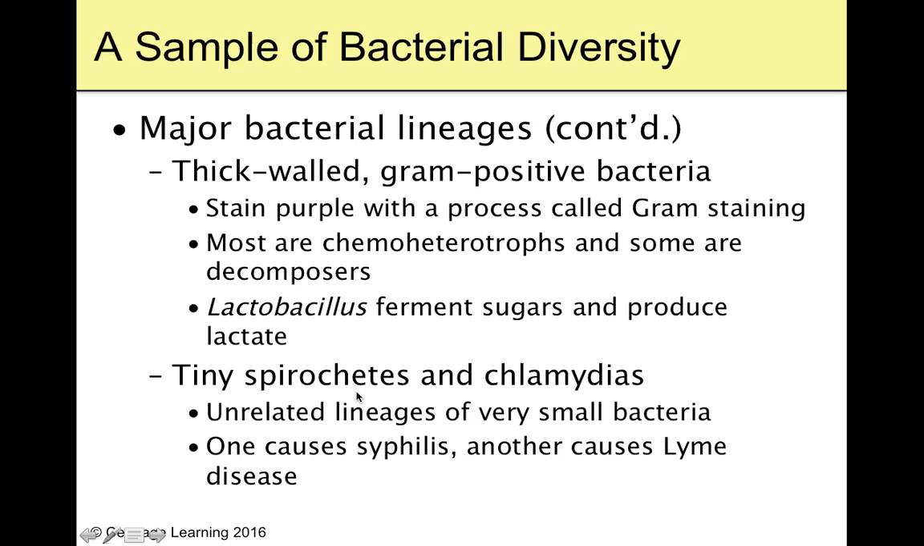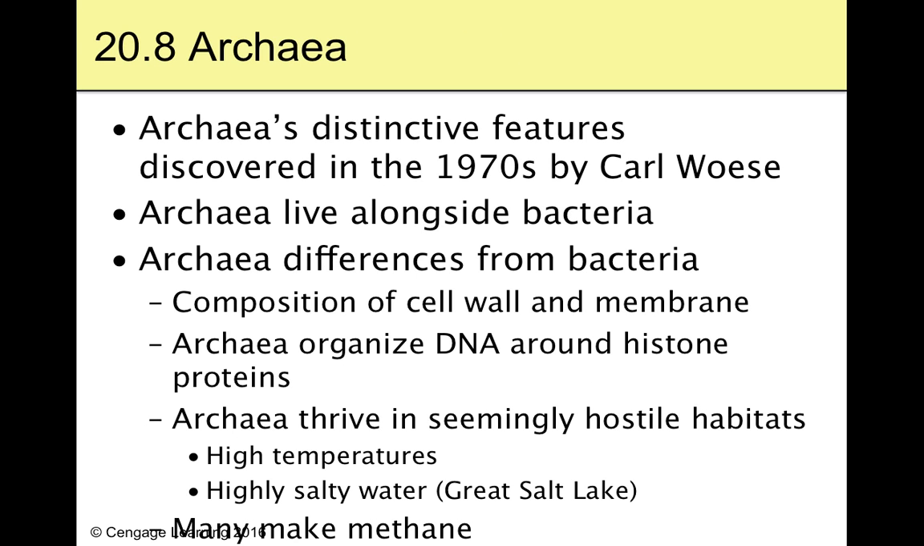And then there are a few others that are chemoheterotrophs, and these include really small spirochetes and chlamydia bacteria. And these two are unrelated lineages, and they are super, super, super small bacteria. One of them causes syphilis, the other causes Lyme disease. And so there's some other kind of cool bacteria.